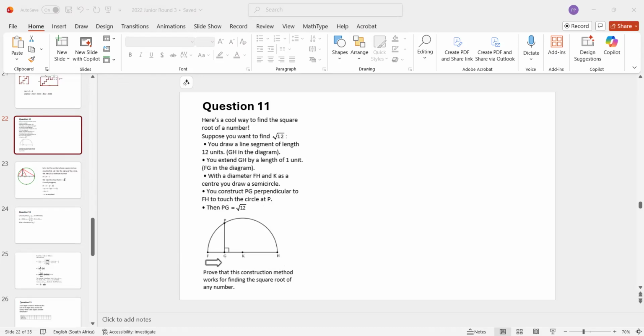You construct PG, so at this point here, you draw perpendicular to this line here, FH. It cuts that circle which you just drawn at P, right? Then it says that this length, this height, this altitude is square root of 12. So this is a construction, how to construct the square root of 12, right?